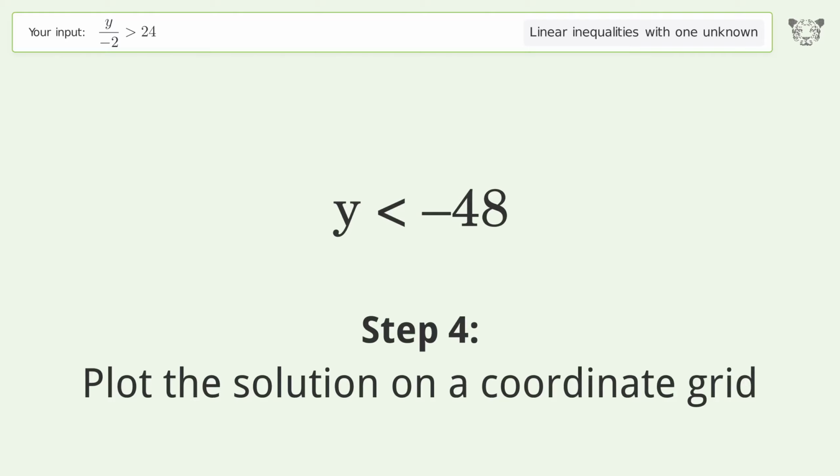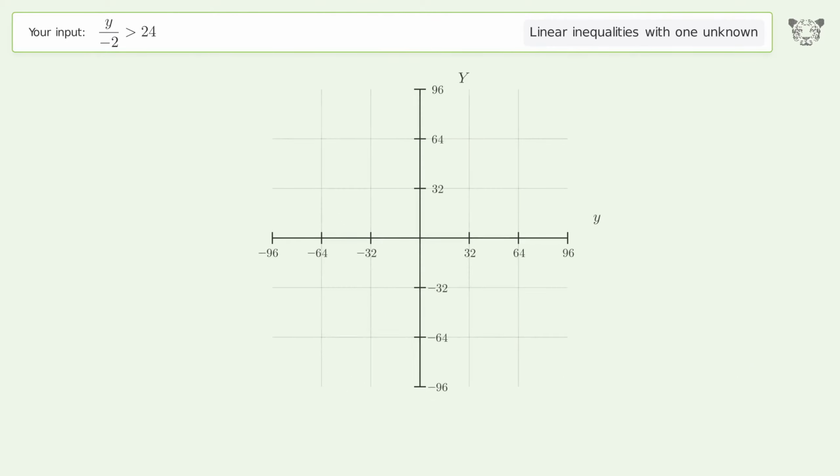Plot the solution on a coordinate grid. And so the final result is y smaller than -48.